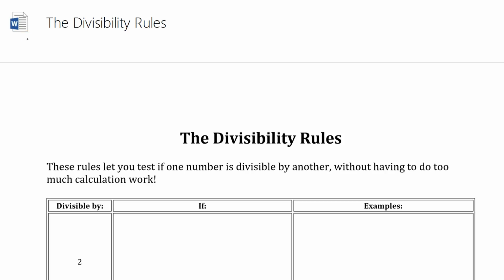Now divisibility rules help us decide what number a larger number is divisible by, not having to do too many calculations. They let us look at a large number and decide pretty quickly whether or not it is divisible by a specific number.